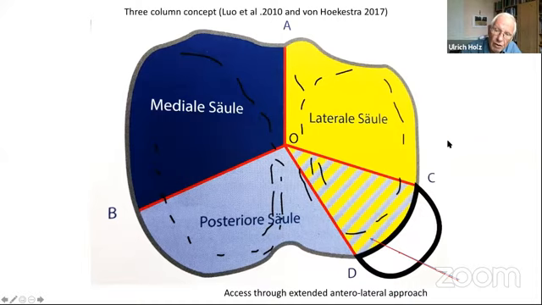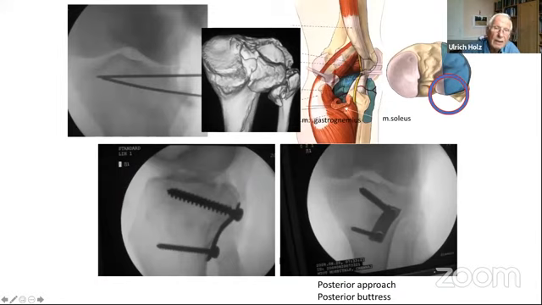There is a small variation of this three-column classification, saying that this part of the lateral column can be reached by an extended lateral approach. Otherwise, the Chinese three-column theory expects us to do the reconstruction of the posterior column predominantly from posterior approaches. Here is such an example of a posterior approach. This corner is really very difficult to reach from an extended lateral approach, but with a separate posterior approach, you can easily buttress this fragment.